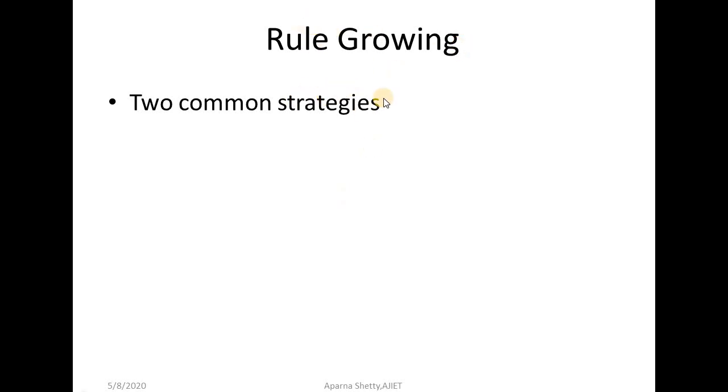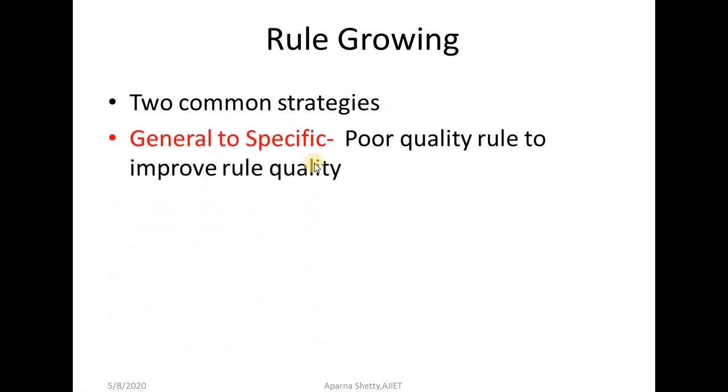There are two common strategies for rule growing. First strategy is general to specific. First you will come up with a very general or very poor quality rule, and then you will keep on improving this rule quality. That is about general to specific. Next is specific to general. We will see both these strategies with an example.